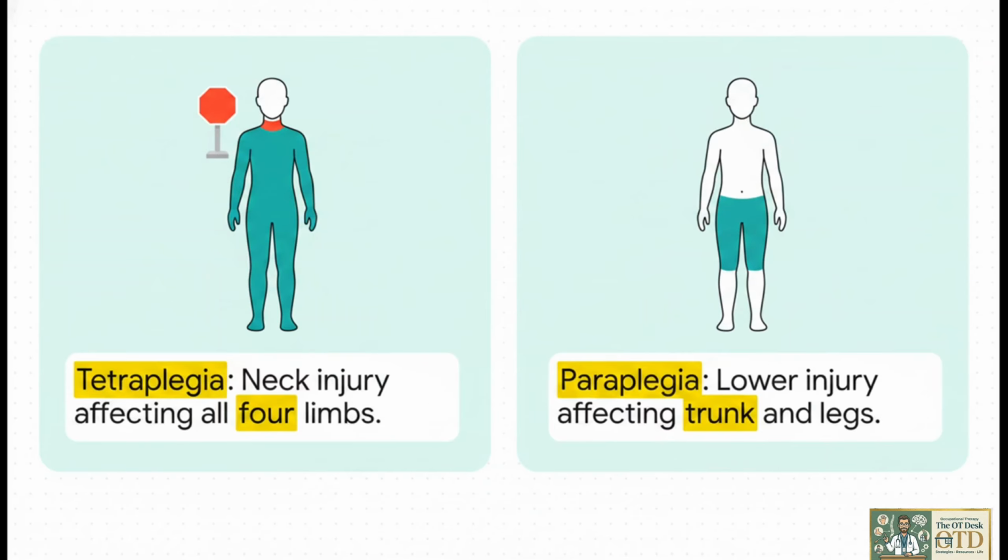So when a crash or a fall damages the spine, doctors have to classify the injury based on where the roadblock actually is. The big takeaway here is that a roadblock higher up, like in the neck region, is going to affect everything below it. So that means all four limbs, the trunk, and even your breathing muscles. We call this tetraplegia. But if the roadblock is lower down, say in the chest or lower back, the arms will usually still work perfectly fine, but the trunk and legs are affected, and that is known as paraplegia.